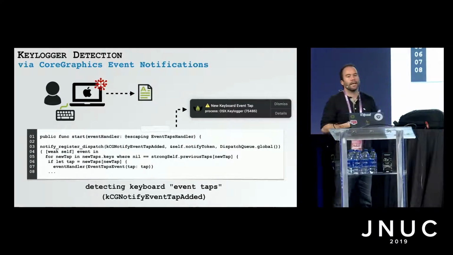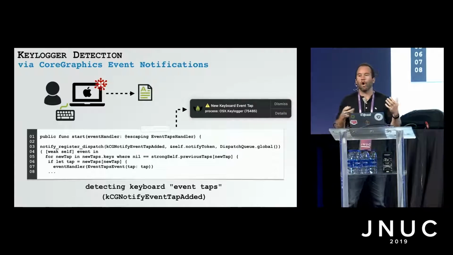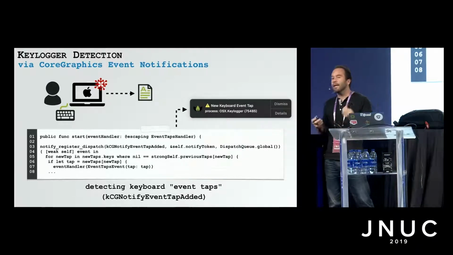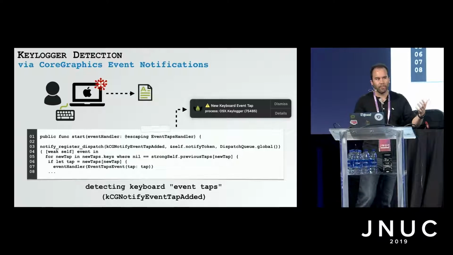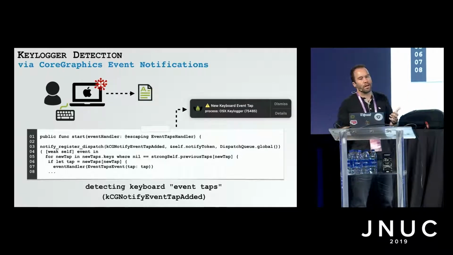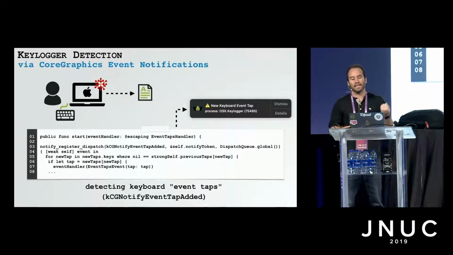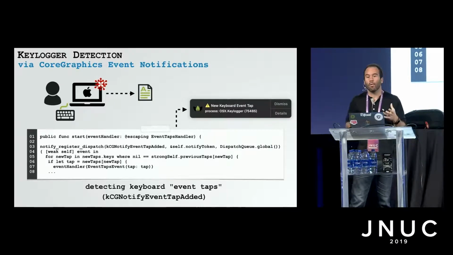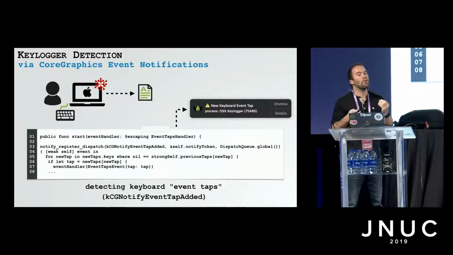We can also detect keyloggers, because malware will often try to install a keylogger so that it can capture key presses, passwords, credit card numbers, et cetera. The most common way on macOS to install a keylogger is to use something called an event tap. Luckily, the operating system will broadcast a notification anytime a new event tap has been added. So we simply register for that notification, and then anytime malware installs a keylogger, if it's an event tap-based one, we will get a notification. And again, then we can examine that and generate an alert.